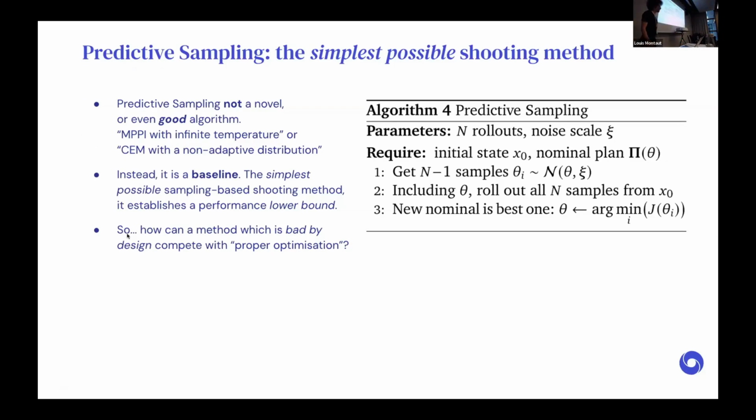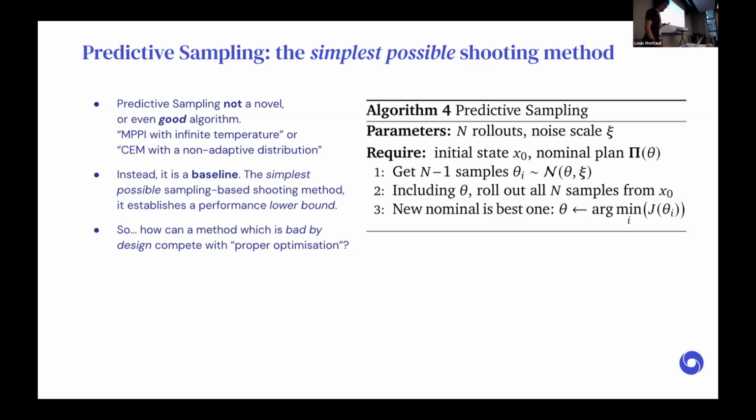So what is this predictive sampling? It is literally the simplest possible shooting method. Okay? So you've got a nominal, and at every planning iteration, you roll out the nominal, you roll out a noisy version of the nominal, pick the best one, call that the nominal. That's it. That's the method. It's not even a method, it's a baseline, right? It's like if what you're doing is not as good as this, then throw away everything, start again. Okay, because this is like a line of code, this thing, right?